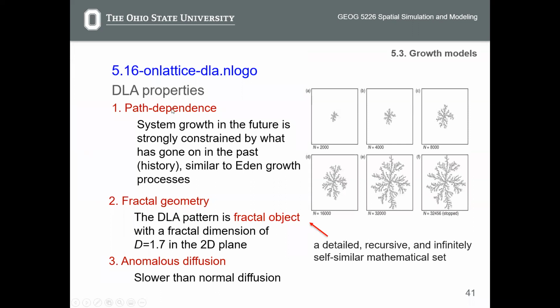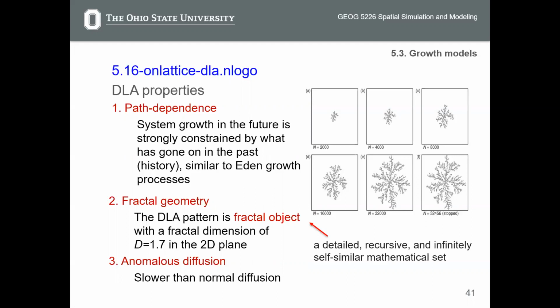So DRA properties. Firstly, path dependence. Of course, the path, the trajectory of a worker matters. System growth in the future is strongly constrained by what has gone on in the past, right? Similar to the Eden growth process, the growth of the cluster depends on the random movement of the worker.